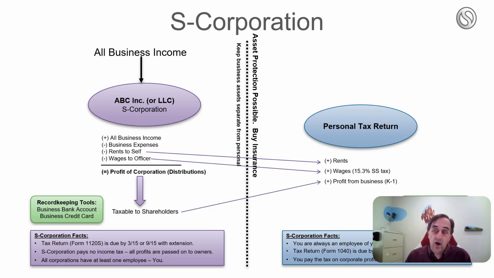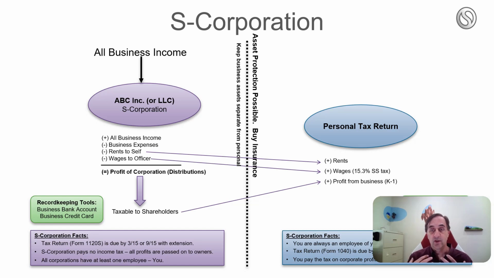Asset protection: it's possible to get a little bit of asset protection from the corporation, but we recommend a couple of things. One, workers' compensation is the best insurance you can get. If your worker is injured on the job, he can't sue you, he can only sue workers' comp, the insurance company, to get paid for that injury. Our suggestion is buy insurance. That's the best way to protect your personal assets.